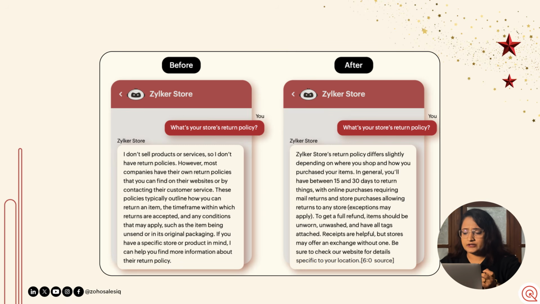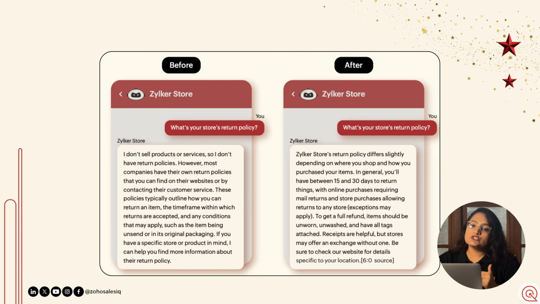For example, here you can see two chats. Now, if a customer is asking what are your return policies, a bot connected to a generic model of ChatGPT may provide generic response, outlining a standard return window as you can see in the image on the left.